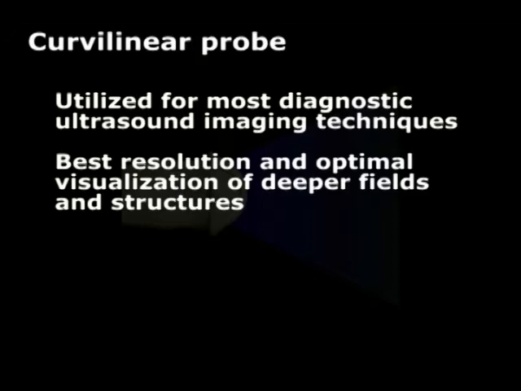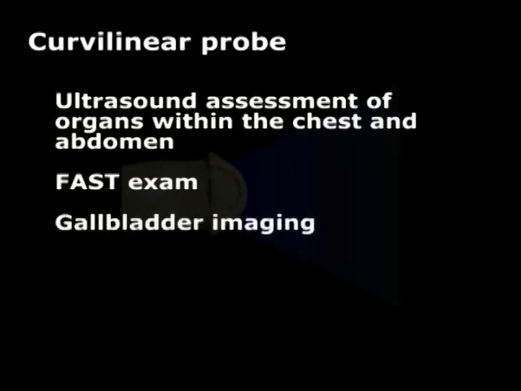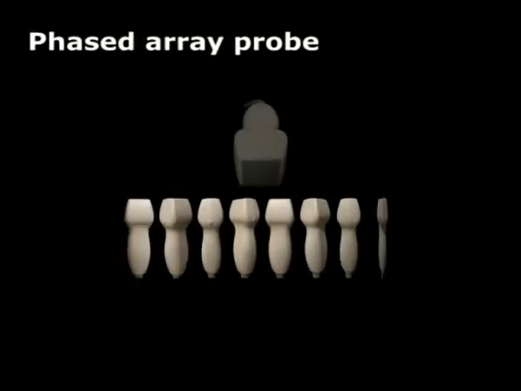This is the probe most often utilized for ultrasound assessment of organs within the chest and abdomen, such as for the FAST exam, gallbladder imaging, or aorta assessment. Another probe that is useful in the assessment of chest or abdominal organs is the low-frequency phased array probe that will produce images of similar appearance to the curvilinear probe, and in general, both probes can be used interchangeably.